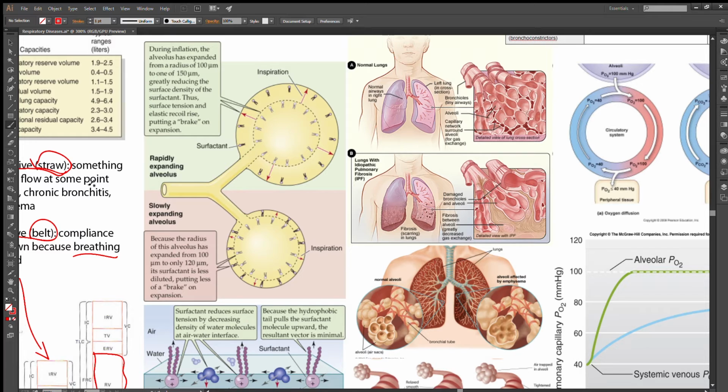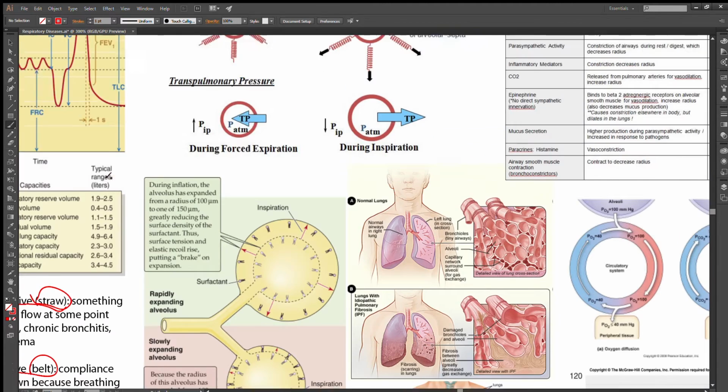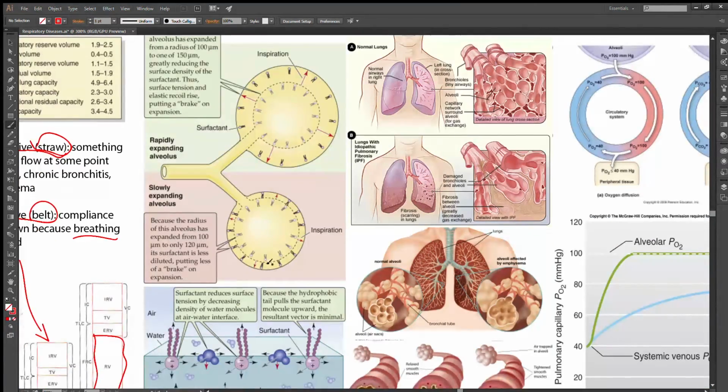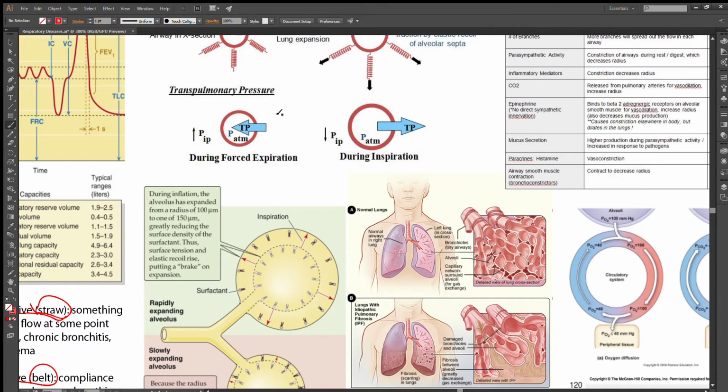There are three main factors that are affecting resistance in the lung. The first is lateral traction or mechanical tethering. That's what you can see up here. Second is surfactant, which I'll talk about right here. And then the third is transpulmonary pressure, which is right here.